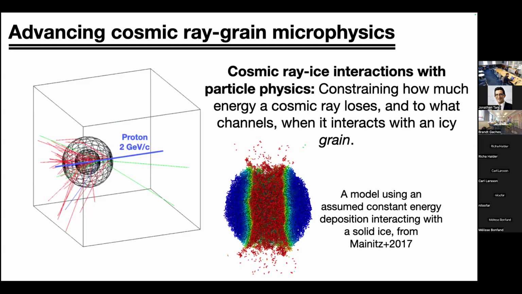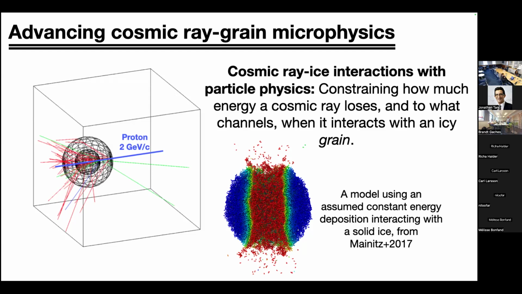So I've shown here on the left, this is a prototype setup with a particle physics code of a 2 GeV proton interacting with an icy grain. The red here are electrons, and what you see is that a lot of the electrons are escaping the grain. So this 100% heating efficiency is clearly not valid if the secondary particles that are supposed to be dumping the energy are actually leaving the grain.